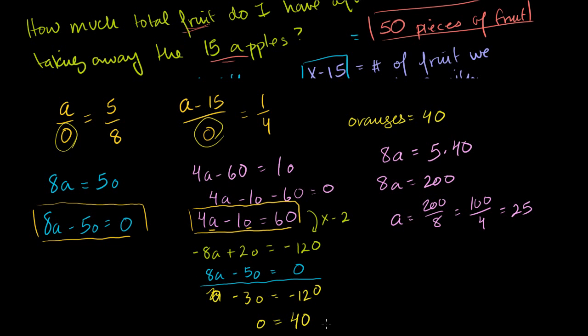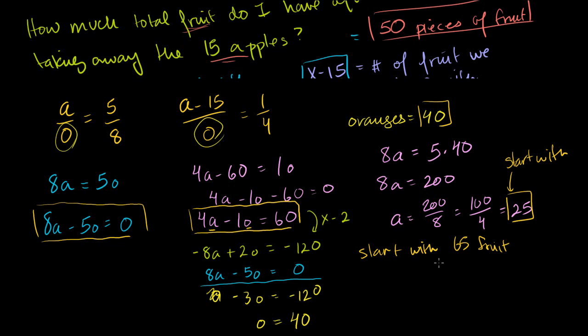So remember what A and O are. O is the number of oranges we have throughout the problem. A is the number of apples we start with. That's what we start with. So you can say that we start with 25 apples, 40 oranges, or we start with 65 pieces of fruit. 65 fruit.